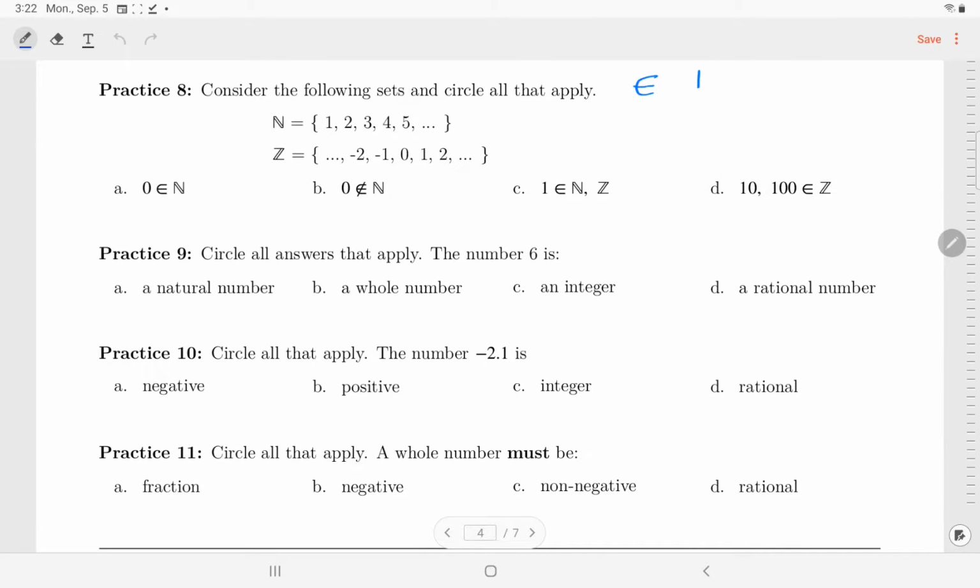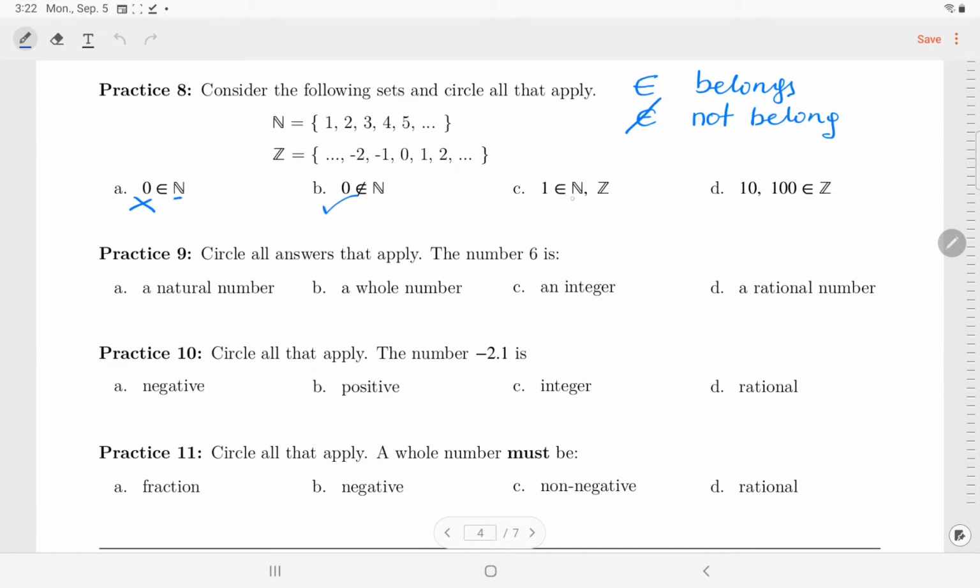This means that it belongs, and of course, when we have this sign crossed, it means does not belong. So does a 0 belong to the natural numbers? We see that there is no 0 in natural numbers, so this is false. Here it says that 0 does not belong to natural numbers. And that's correct because 0 is not a natural number.